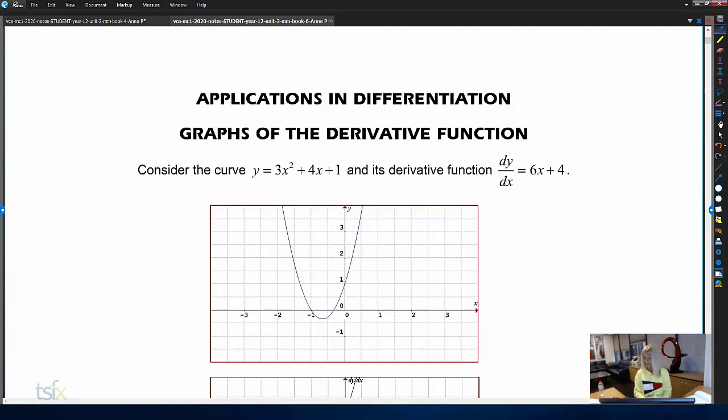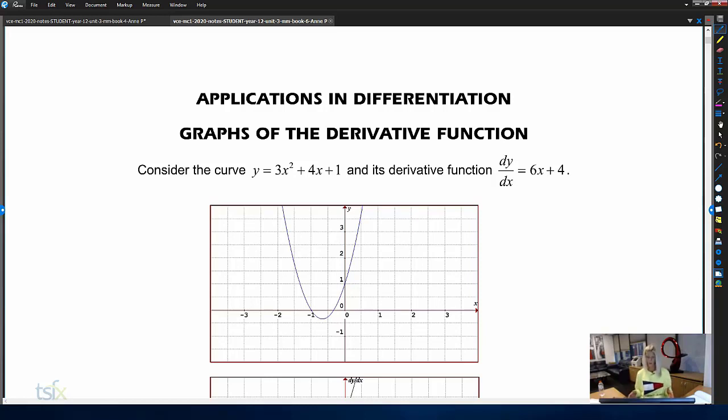We are looking at week 7, which is applications of differentiation. So if you have, to get a book in front of you, you need book 6. This is book 6 for week 7. Welcome to class. We are going to be looking at applications of differentiation together, looking at applications of the gradient function.